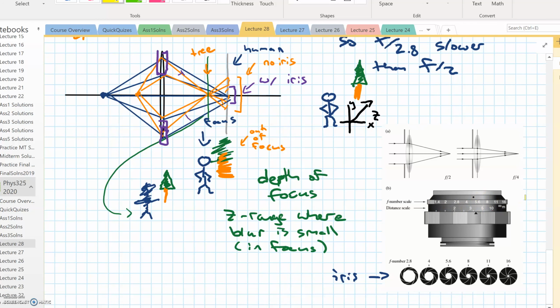And this is what a nice lens looks like on a camera. What you're doing is moving the lens in and out and decreasing the field stop. So that's the basics of how a camera works.